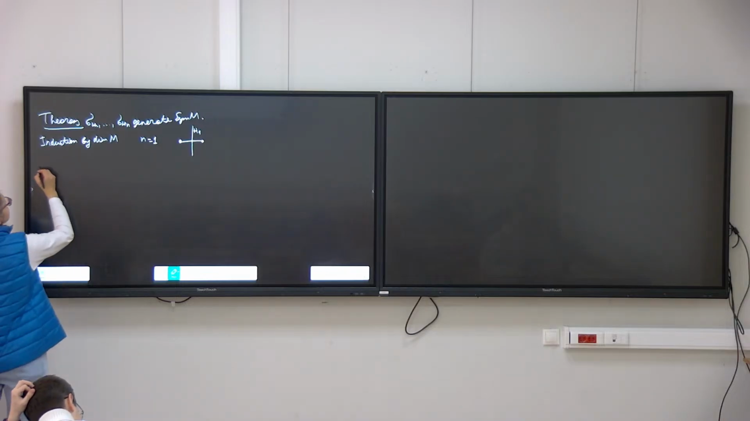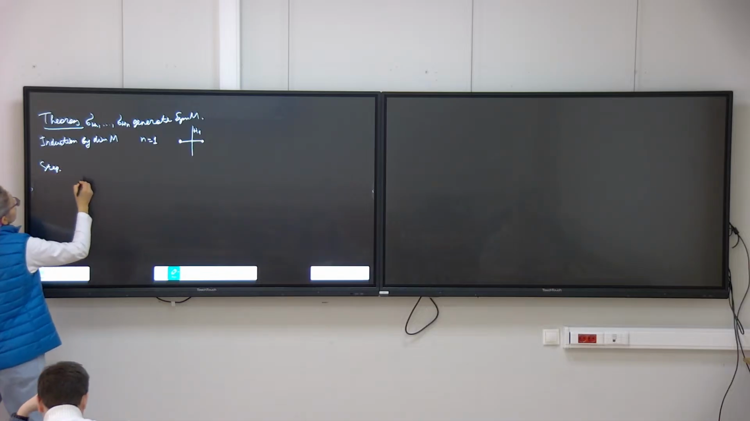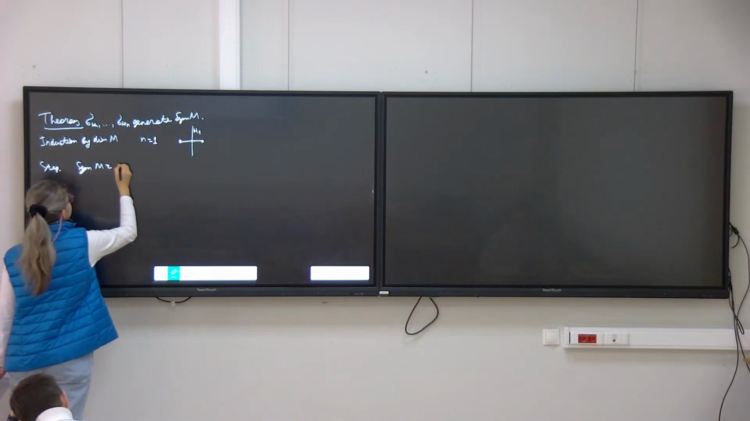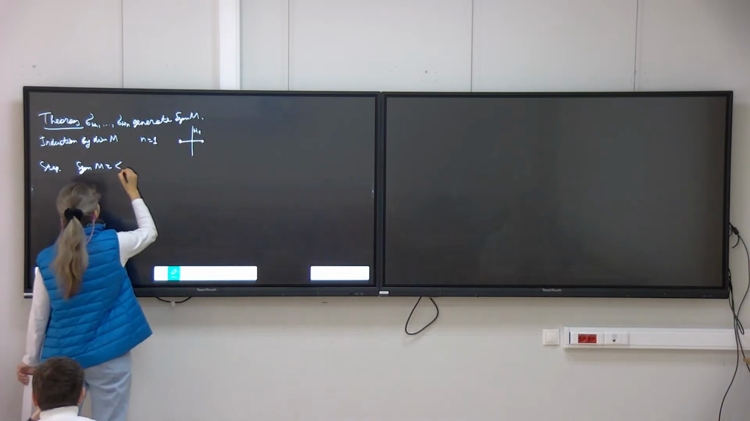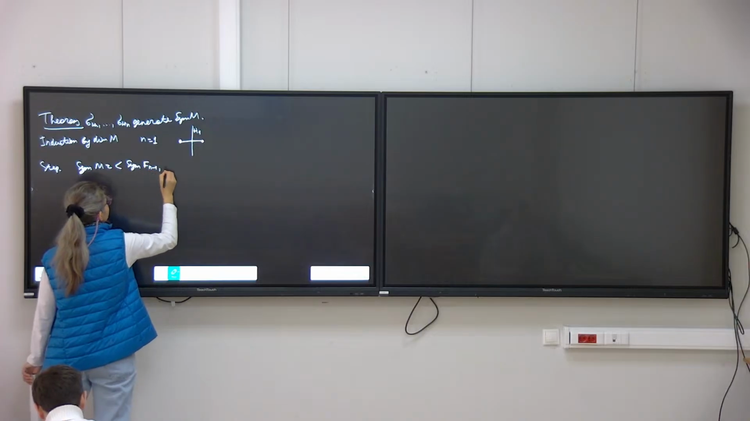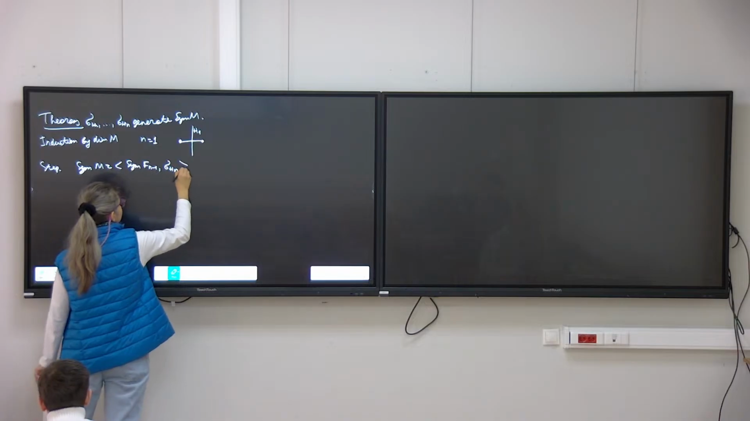So what is the induction step? Step as before, we know that sym M is generated by sym Fn-1 and sigma hn. Okay?